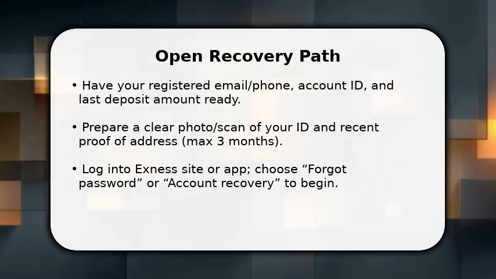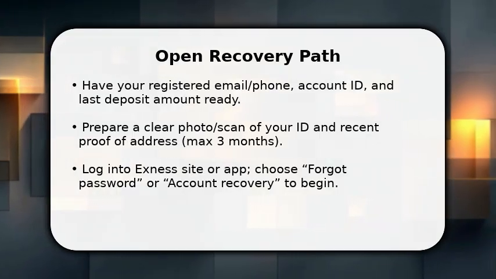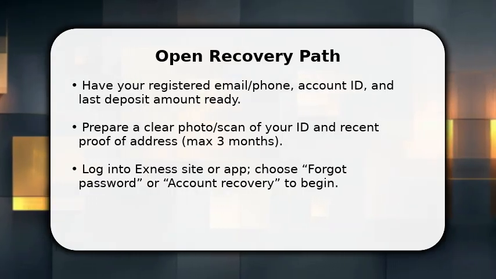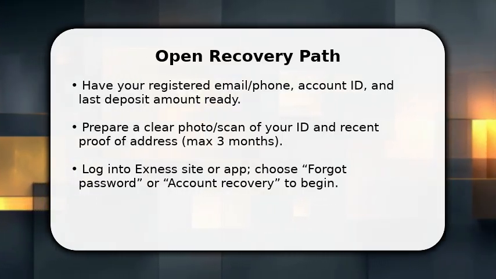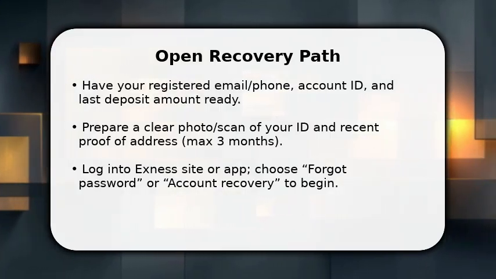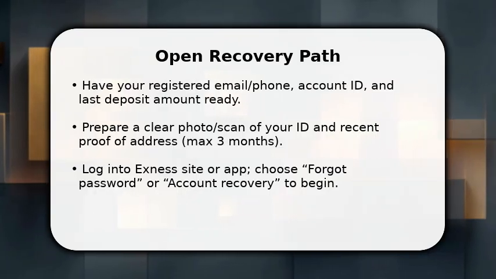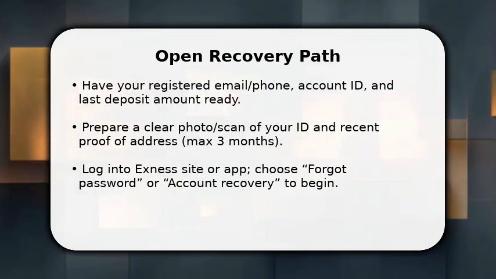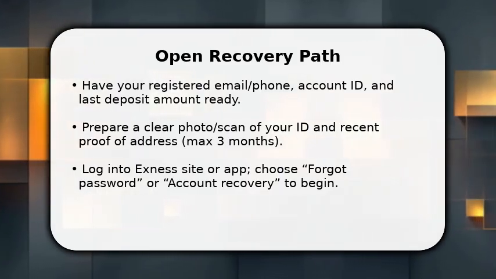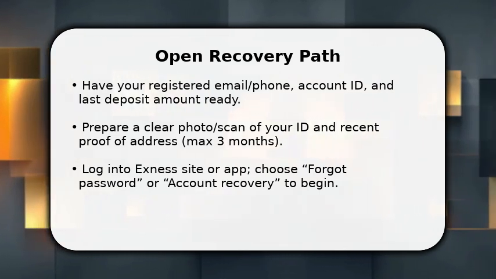You start by gathering what Exness needs: your registered email or phone, account ID, and the exact amount of a recent deposit so verification matches. Once done, prepare a clear photo of your government ID and a recent utility or bank statement dated within 3 months. Then you open the Exness app or website and tap Forgot Password or Account Recovery to initiate the official flow. This triggers verification prompts and email or SMS codes that you'll use in the next steps.